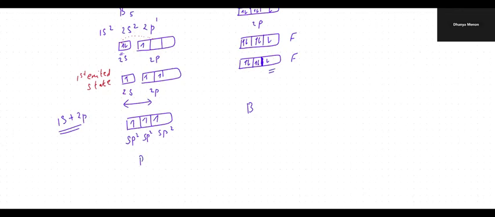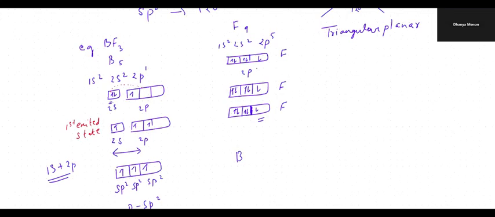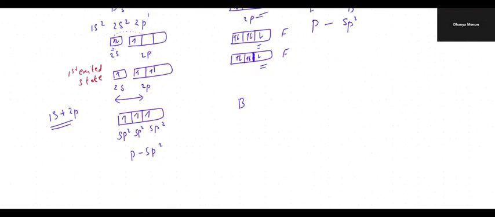p-sp2 bonding. The p orbitals of fluorine are mixing with sp2 hybridized orbitals of boron. And it has a shape of triangular planar. Fluorine, fluorine, fluorine. What is the bond angle? The bond angle is 120 degrees. So the bond angle is 120 degrees.